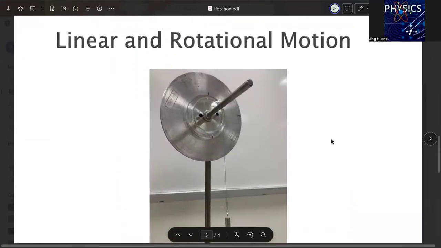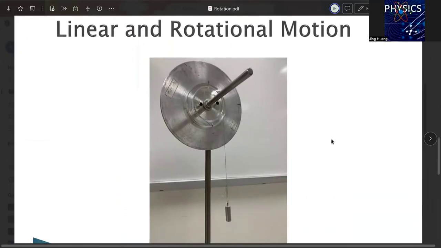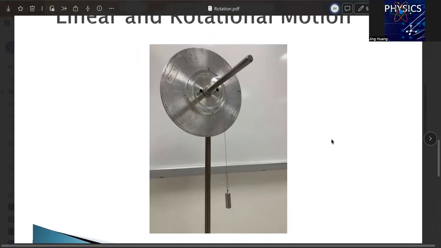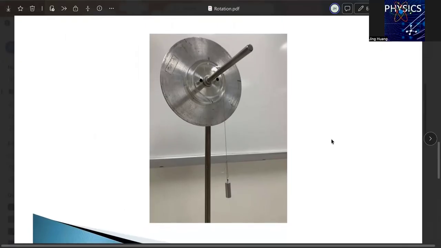Interestingly, this is a very classic experiment to measure rotational motion. You have to know, 100 years ago, there were no cell phones, there were no sensors, there were no rotational sensors. So the way to measure rotational motion is a very cleverly designed experiment to translate the rotational motion into linear motion, because we're much better at measuring linear motion. So this is therefore the apparatus.